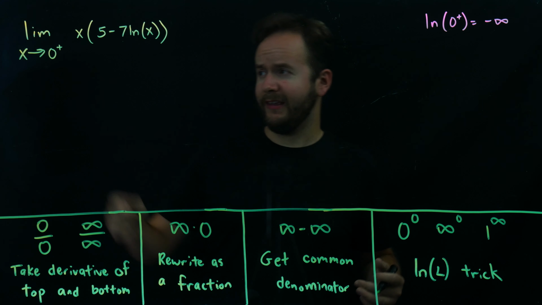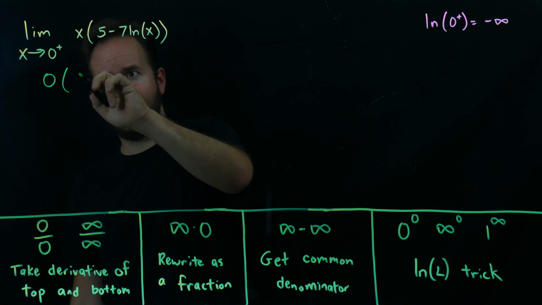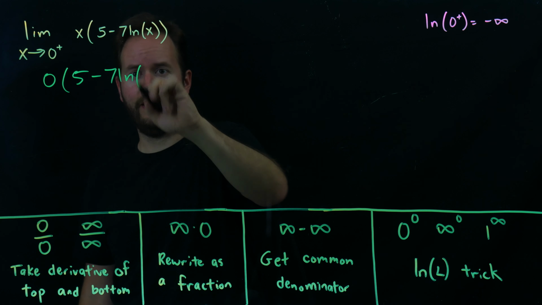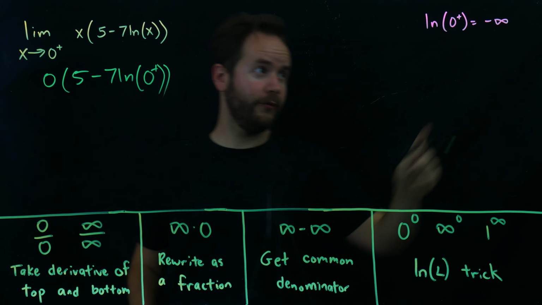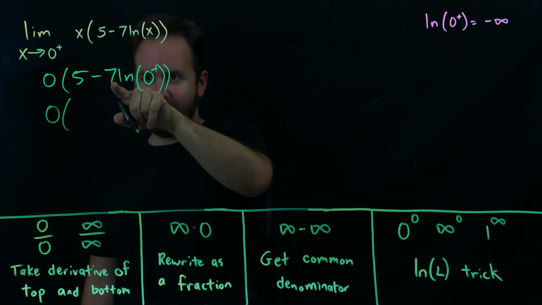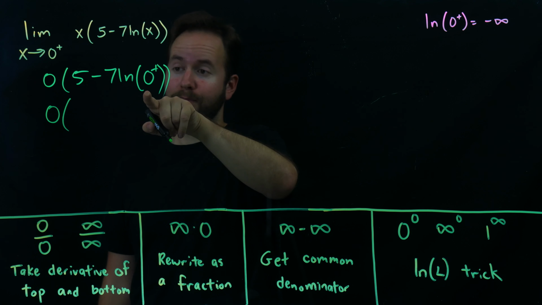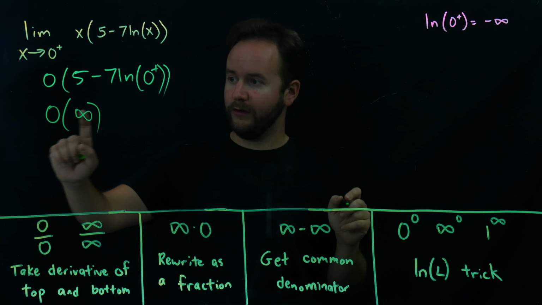I'm going to start this limit by taking x equals 0 and plugging it everywhere I see an x. This is going to give me 0 times 5 minus 7 ln of 0. Now bear in mind this was 0 from the right, so that's going to matter here because ln of 0 from the right is negative infinity. This is going to give me 0 times negative 7 times negative infinity is positive infinity, but then plus 5 is infinity. So I have the indeterminate form 0 times infinity.